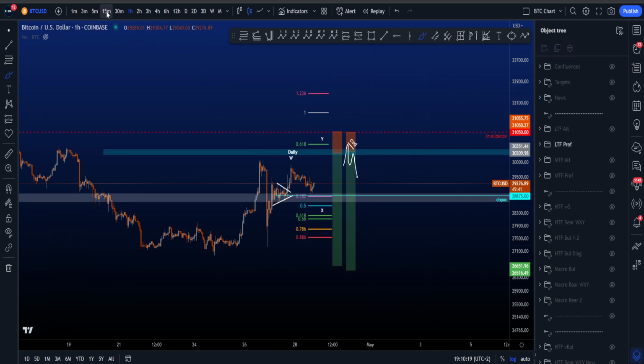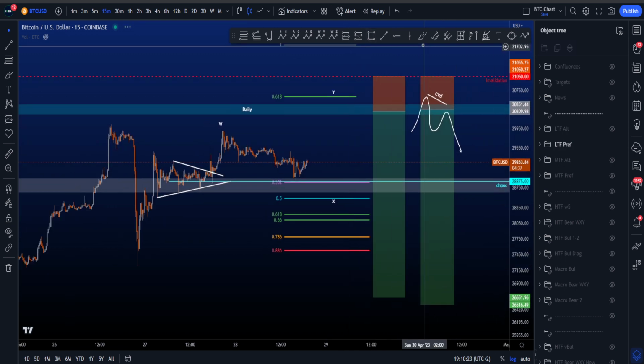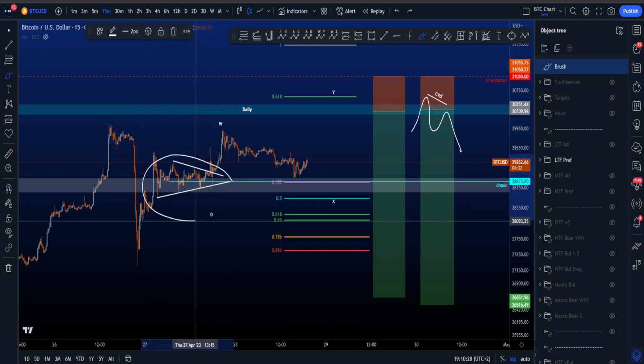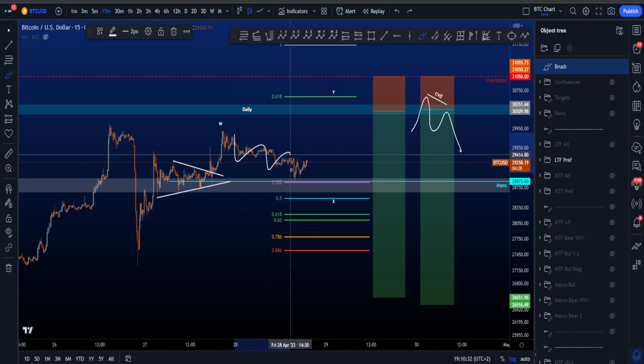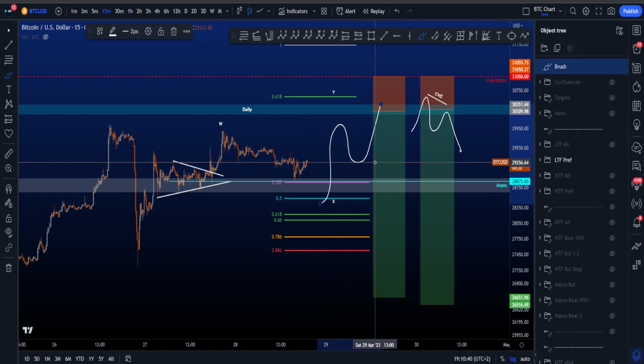If we go to the lower time frame scenario over here, which is my preferred scenario, I'm looking for this to be a 3-wave structure in a wave W, with then inside this wave B or wave X a triangle, followed by a corrective structure to the downside in a wave X, and then eventually continuation in a wave Y, where this wave Y has to be a 3-wave structure.